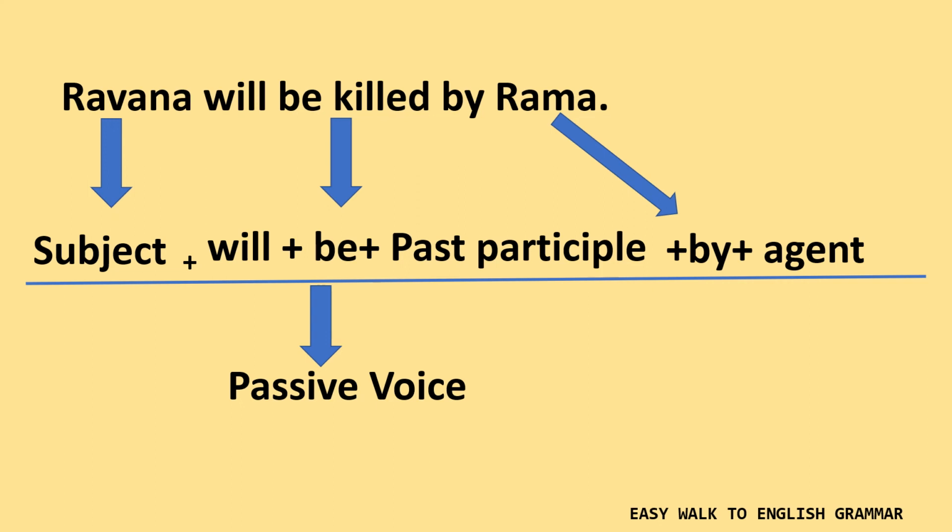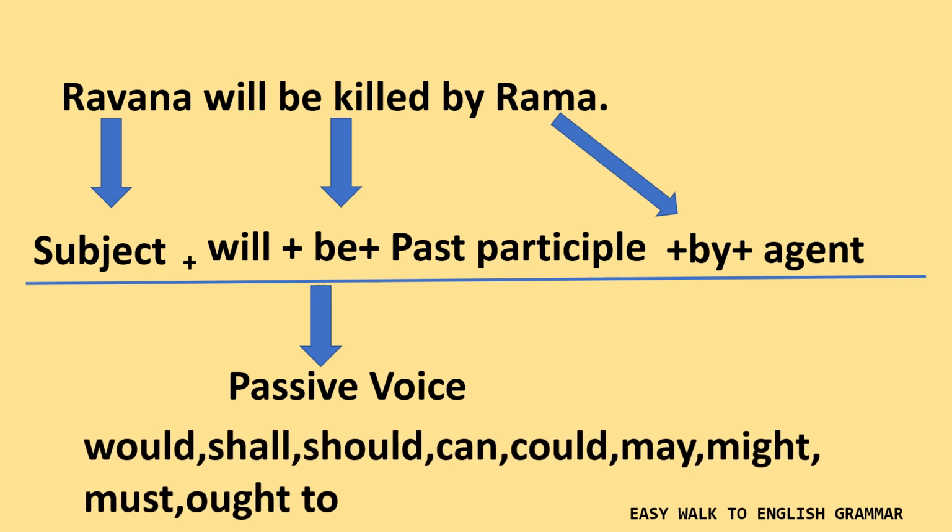Now we will learn some other main modal auxiliaries. You can see on the screen they are would, the past tense form of will, shall, should, can, could, may, might, must, ought to. These are some other main modal auxiliaries, common modal auxiliaries.